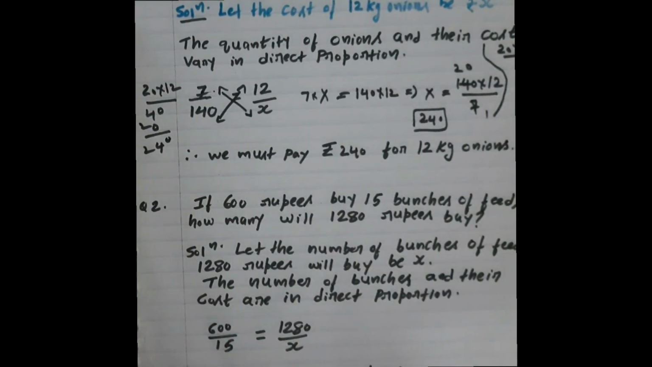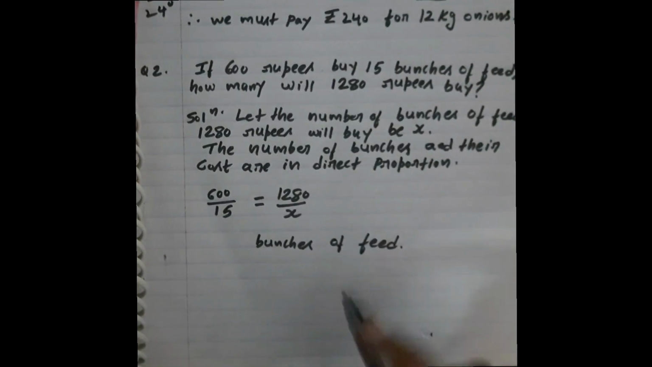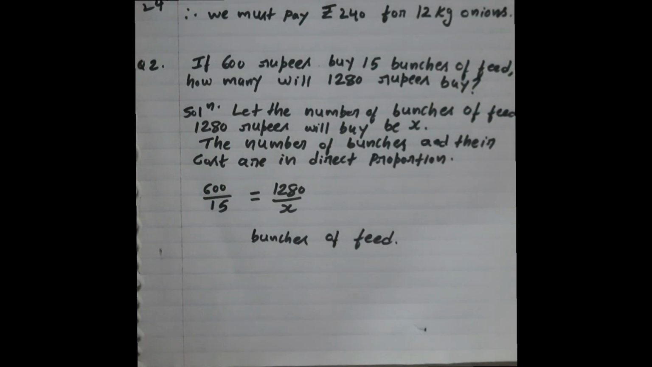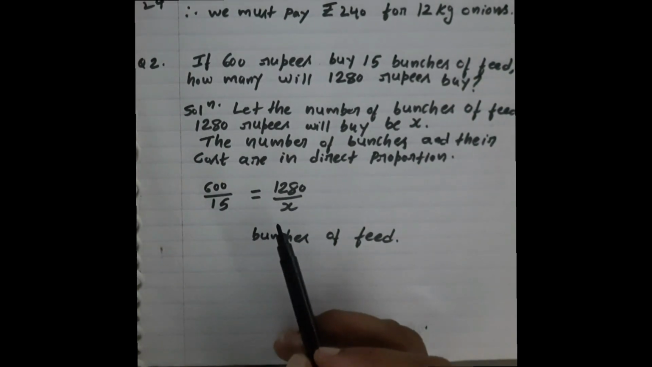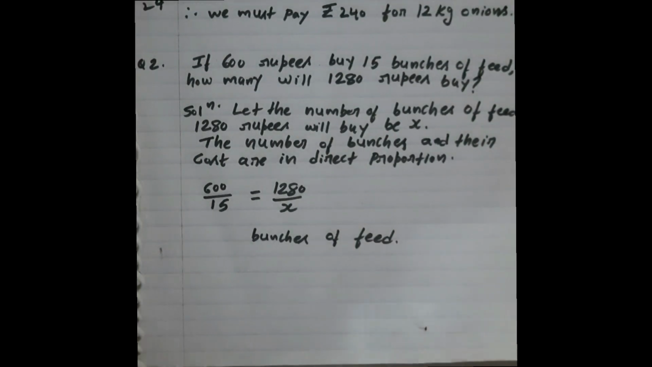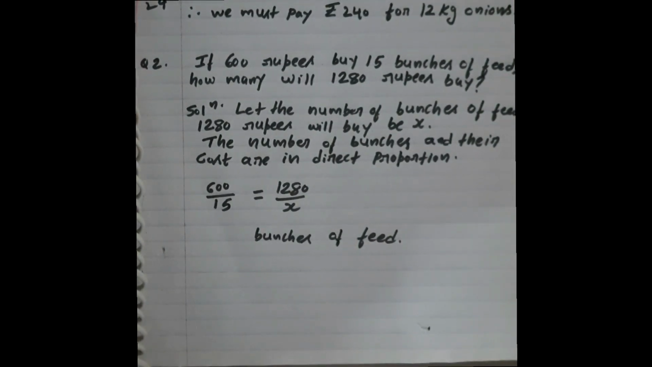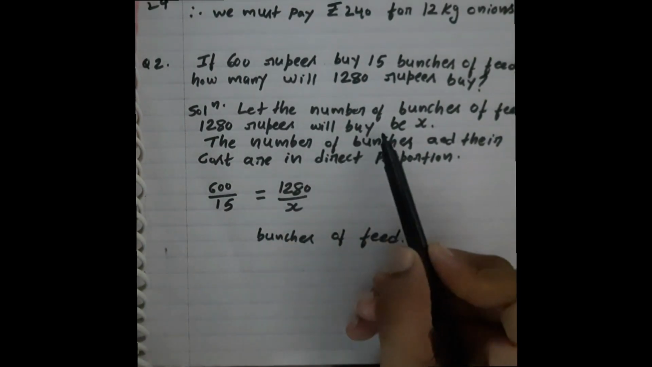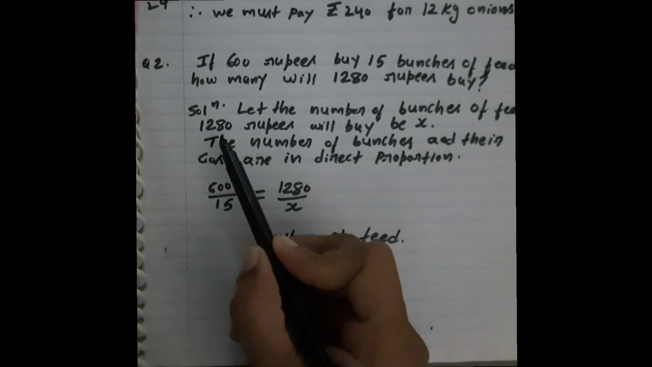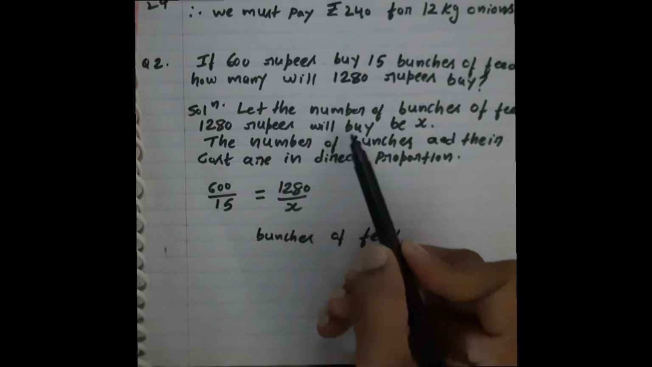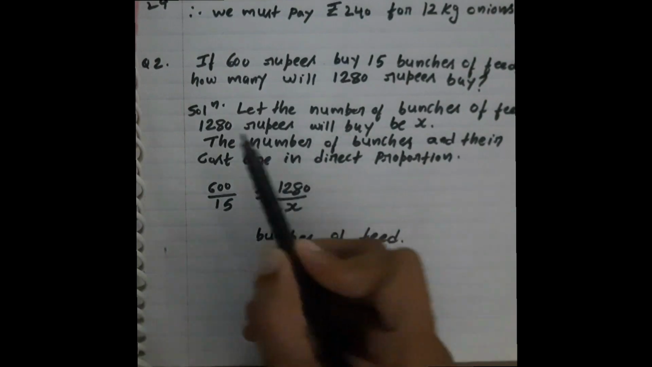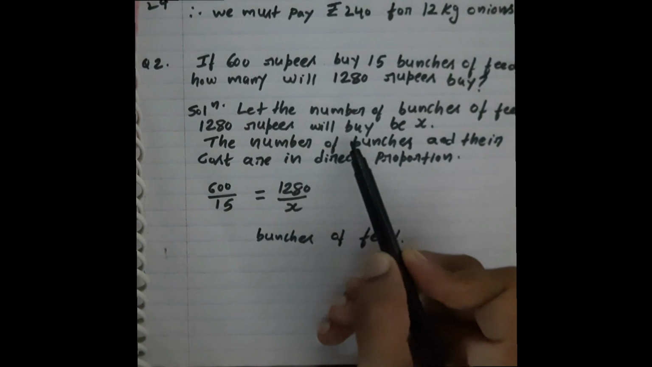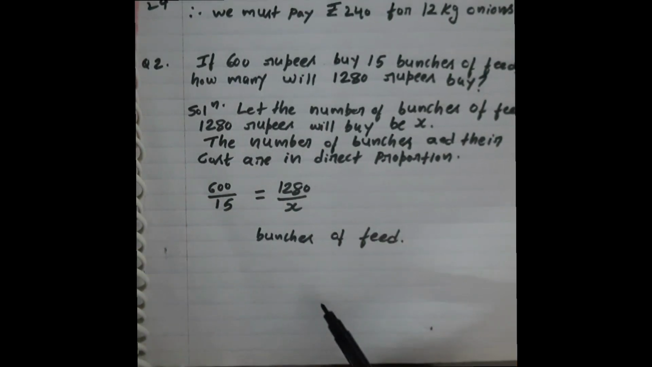Same, the next question is there. Question 2: if 600 rupees buy 15 bunches of feed, how many will 1280 rupees buy? So I have written the solution here. Let the number of bunches of feed 1280 rupees will buy be X. Means for 1280 rupees, how many bunches of feed are coming, that we have to find out. That is the meaning of the question.